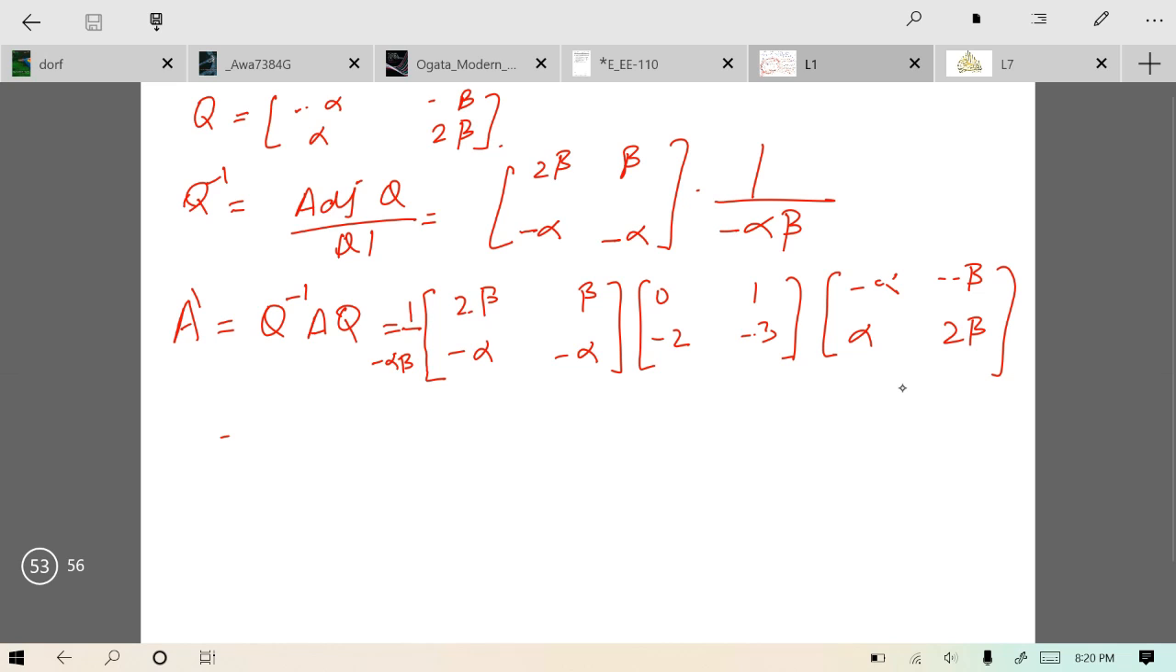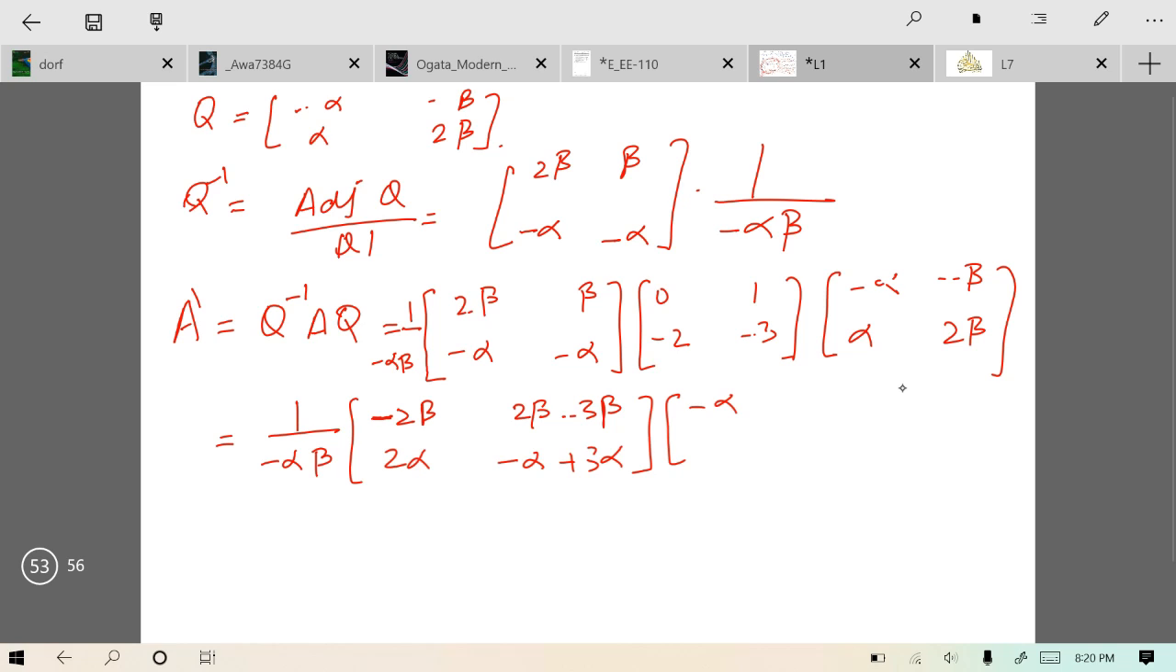Let's solve it. 1 over minus alpha beta, and 2 beta multiplied by 0. 0 plus beta into minus 2 minus 2 beta. Similarly, I can write 2 beta minus 3 beta, and here I have 2 alpha, and here I have minus alpha plus 3 alpha, and minus alpha minus beta alpha.